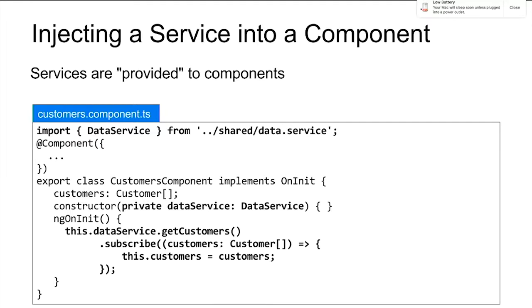Now, take a look at this component code and look at the constructor specifically. So notice up top, I've imported data service. Then I have a customers component that has a constructor that has private dataService: DataService. Now, what that'll do again is injection, dependency injection, and that's going to inject that in.